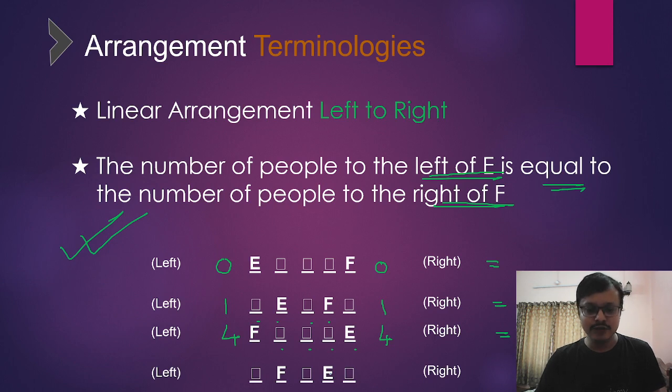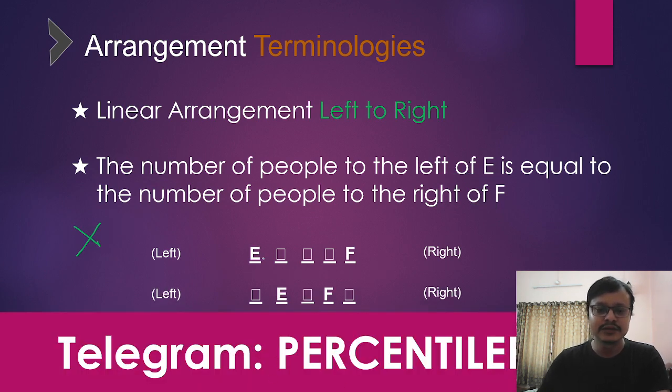Similarly, if you look at the last one, here again E has 3 to the left, F ends up having 3 people to the right. So again, what is happening is the count is equal. So effectively, all 4 of these cases are valid. Do not assume that just because it says left of E and right of F, E will be to the left of F.